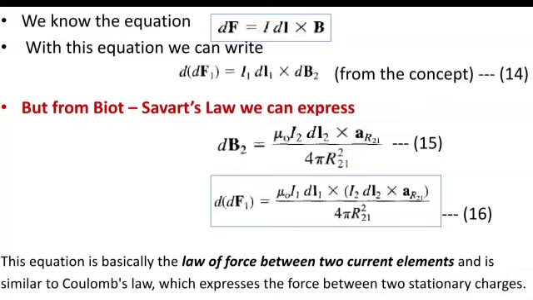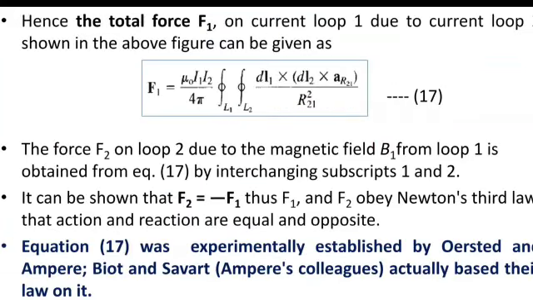So, now substitute this. d(dF1) is equal to mu naught I1 dl1 cross (I2 dl2 cross a_R21) divided by 4 pi R21 square. This equation is basically the law of force between two current elements and is similar to Coulomb's law, which expresses the force between two stationary charges.